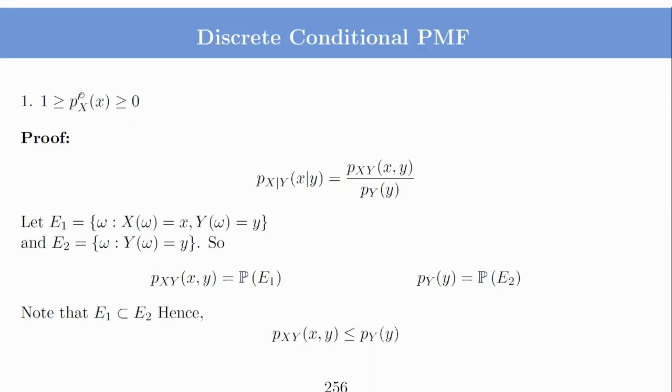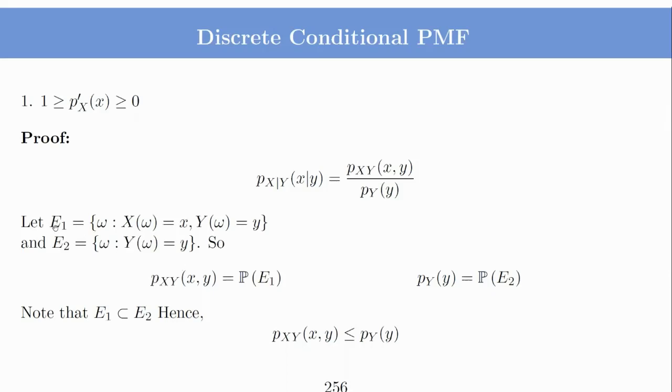Recall the definition. This p dash x is nothing but the conditional PMF, which is given by this. I have to show that this is between 0 and 1. This means I have to show that the numerator is greater than 0 and less than or equal to the denominator. So how can I show this? Let's take E1 as the event of the pre-image of (x, y). This is the set of all omega such that X(omega) is small x and Y(omega) is small y. And then let's take E2 as the set of all omega such that Y(omega) takes value y.